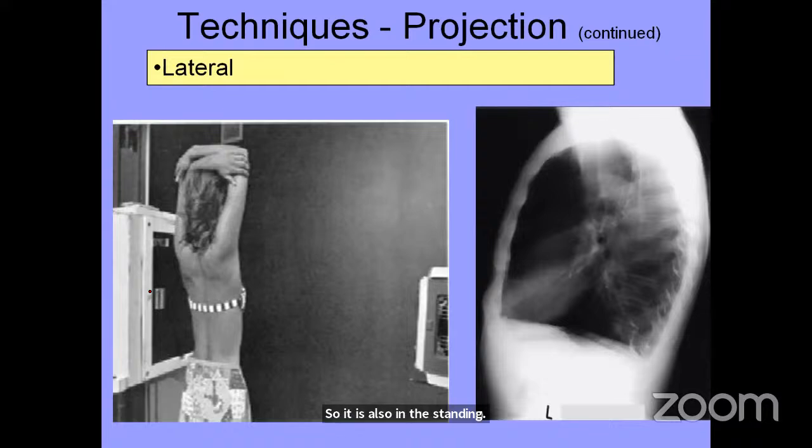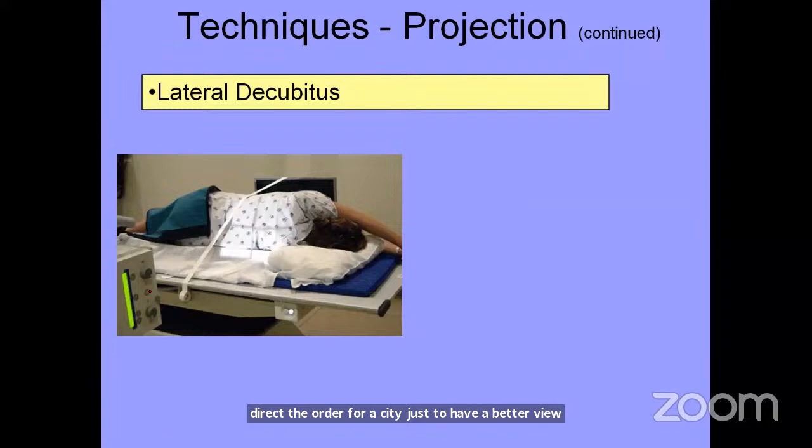Nowadays, with the advent of CT scan and the cost of CT going down, we don't require lateral X-rays in most cases. We directly order a CT chest to have a better view of what is going on in the chest. Then there is a lateral decubitus. This X-ray is important.